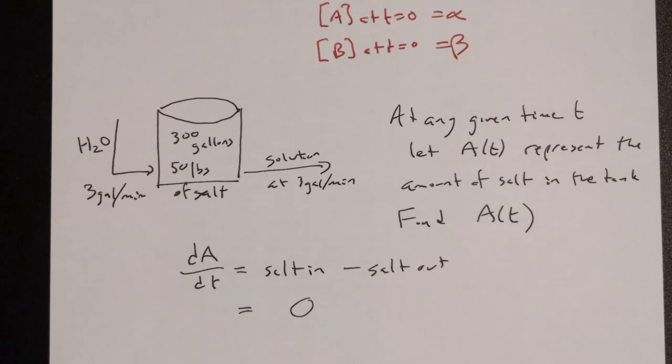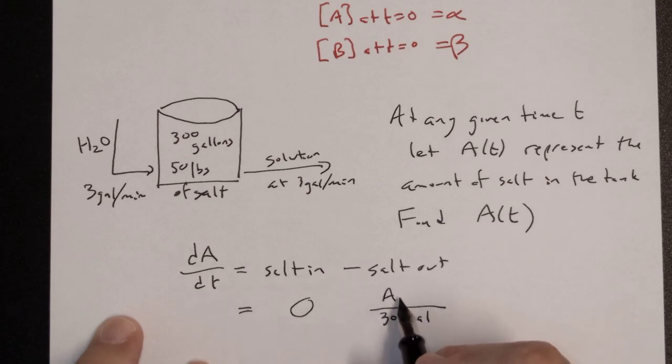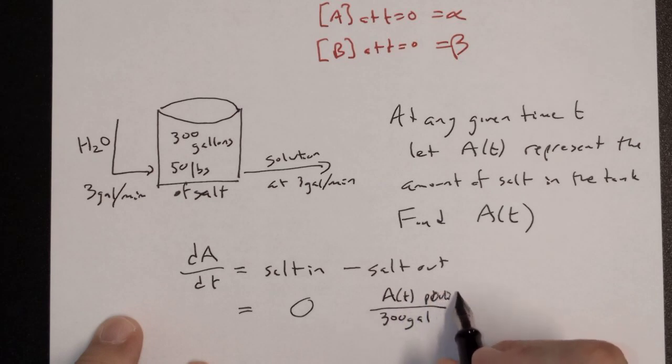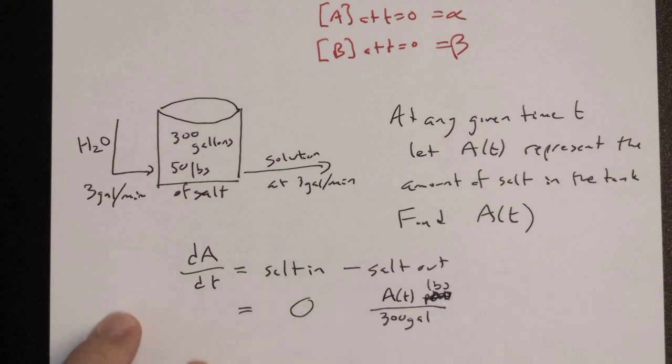So let's go back up here and see if we can figure out how much salt is coming out. At any given time, there's some amount of salt in the tank, right? And it's divided into all of those gallons. I can use my units. There's 300 gallons, and that contains A of t pounds. I've already screwed that up. lbs of salt.